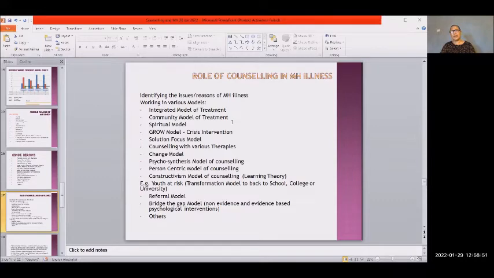Let's say, for example, substance use disorder. Make the client understand what the substance is, what quantity they use, what the impact is, what will happen next year. If they stop, what will be the result? What will be the changes? That kind of education is provided to construct the client from a bad situation to a good situation.